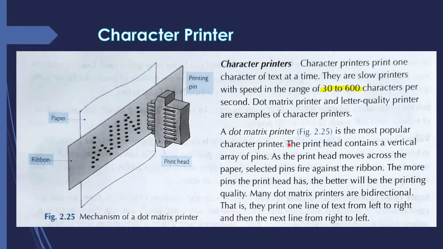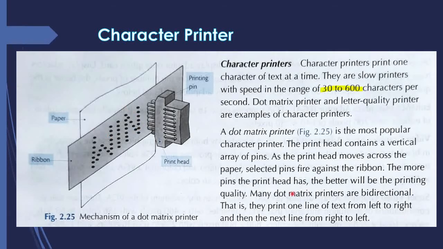So how does the dot matrix printer work? It is the most popular character printer and is used mostly for billing purposes. The print head contains a vertical array of pins. This is the vertical array of pins. As the head moves across the paper, it strikes against the ribbon, and that will print upon the paper.